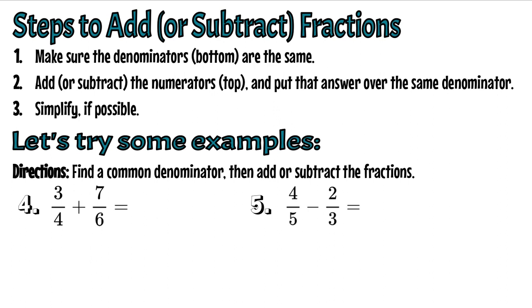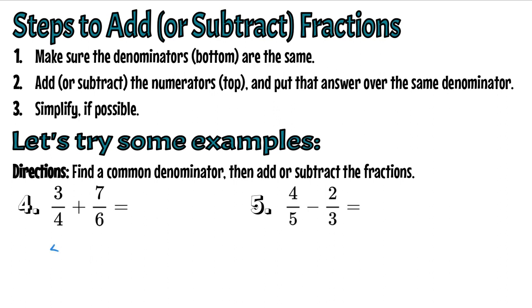So in number 4, we have 3/4 plus 7/6. The first step is going to be to find that least common denominator, which it turns out is the least common multiple of both denominators. So we're going to start by listing the multiples of the denominators.